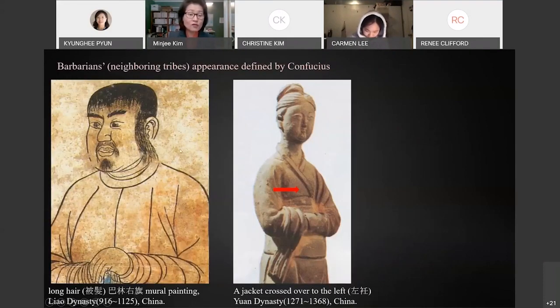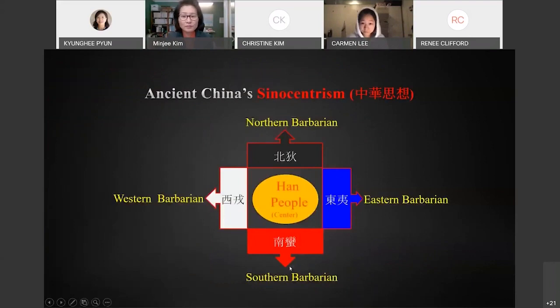So what Confucius described as the barbarians' appearance is leaving long hair down without a top knot and wearing the jacket right over left. Because at the Confucius era, this was considered barbaric. So Korean and Japanese people just wanted to hold the global standard, so they adopted the left over right wearing practice.